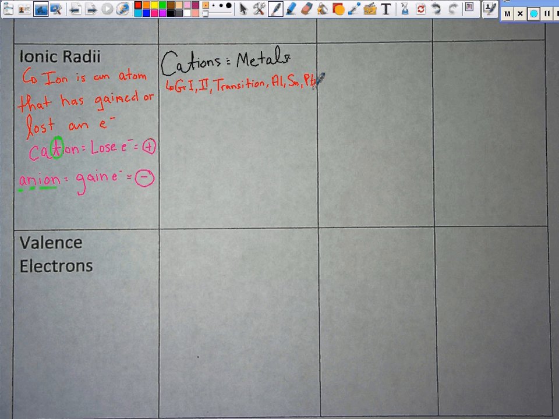Okay, the next thing, the anion. These are going to be non-metals.